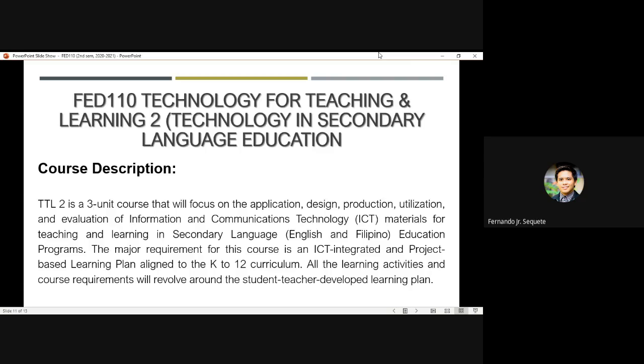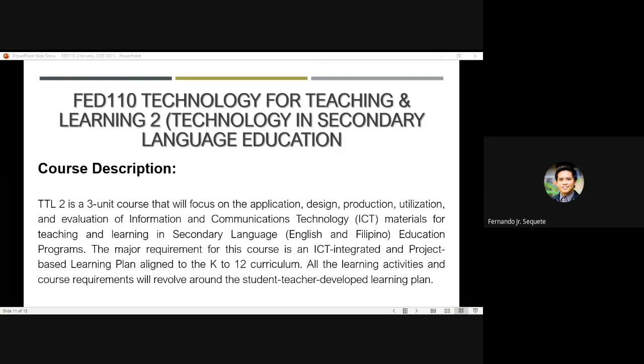The major requirement for this course, please take note, the major requirement for this subject is an ICT-integrated and project-based learning plan. Ano po ibig sabihin yan, sir? Para siyang lesson plan, but a very comprehensive lesson plan, children, wherein you have to choose a specific topic on Filipino. Since it is secondary language, therefore you have to choose topics from grade 7 to grade 10. So ngayon pa lang, in a way, i-upload ko yung curriculum guide ng Filipino.